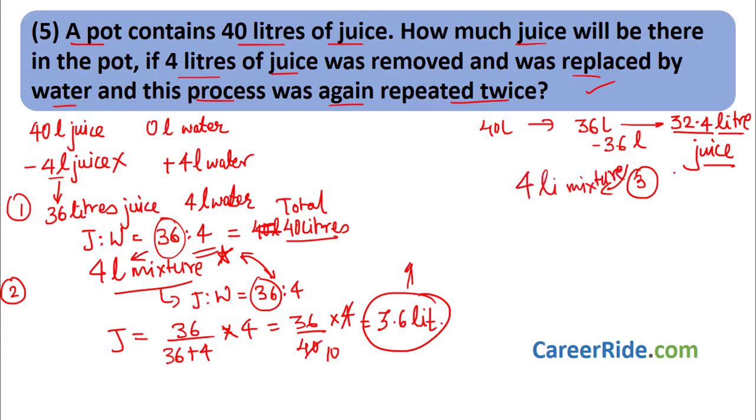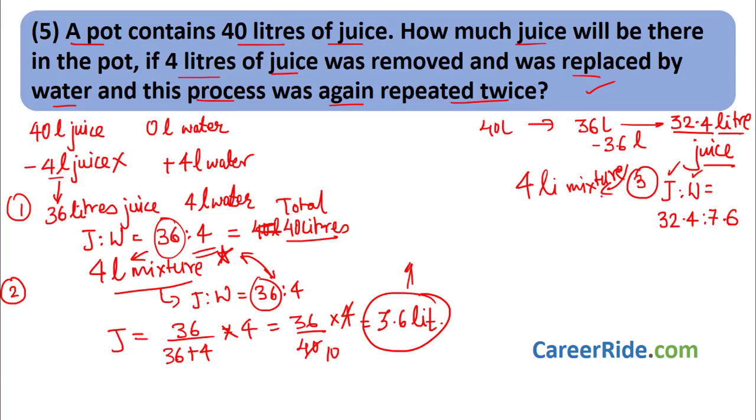Now after the second time, the amount of juice became how much? 32.4 liters. The amount of water became how much? Rest is the water, right? There is no need to calculate the amount of water, but still we will say it is 7.6 liters. Why 7.6 liters? Because total juice plus total water is equal to 40 liters. Total is 40 liters. So if 32.4 liters is juice, 7.6 liters is water, right?